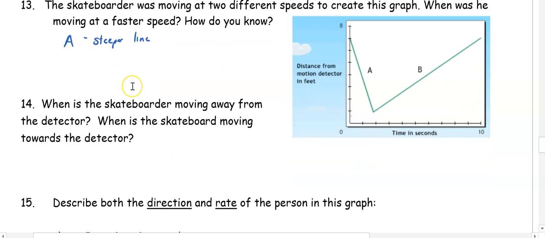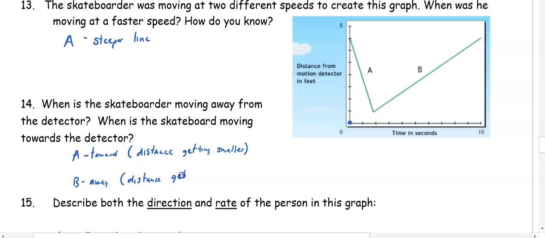In 14, when the skateboarder moves away from the detector, when is he moving away and when is he moving towards? So in A, if this is the detector at 0, he's getting closer to it in A. He is moving towards because the distance is getting smaller. In B, he's moving away because the distance is getting larger.